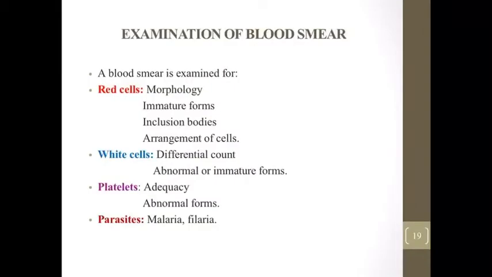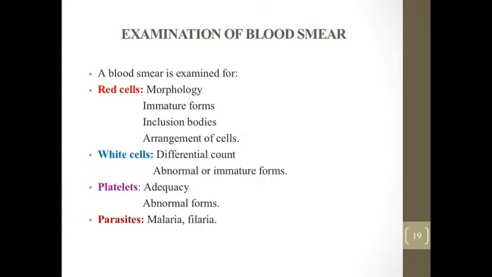Now we have stained the slide, we have to see it under the microscope. So what do we have to see under the microscope? There are various parameters we have all shown in the last practical. It is examined for red cells, white cells, platelets and any presence of parasites.